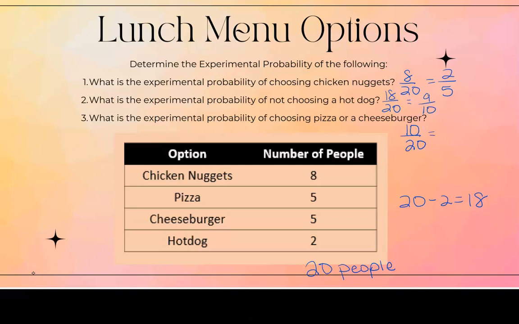Question 3, what is the experimental probability of choosing pizza or a cheeseburger? This problem asks about two of the items, so we need to combine the number of pizza and cheeseburgers, which would be 5 plus 5. This gives us 10. So the probability for question 3 is 10 out of 20. But we have to stop and simplify. The probability is now 1 over 2, or 1/2.